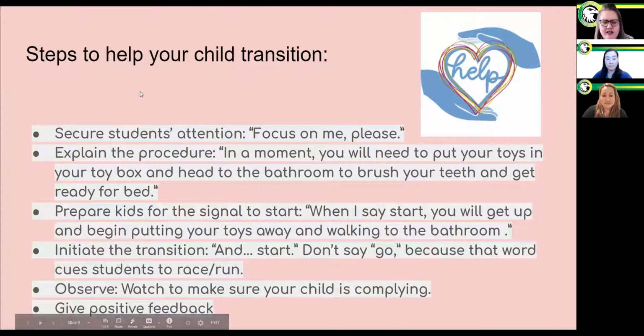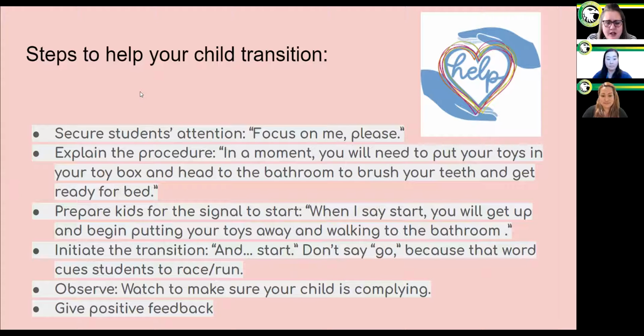Some steps to help your child transition. First, make sure you have their attention. You can say something such as, "Focus on me, please." Explain what's going to happen next. "In a moment, you will need to put your toys in your toy box and head to the bathroom to brush your teeth and get ready for bed."